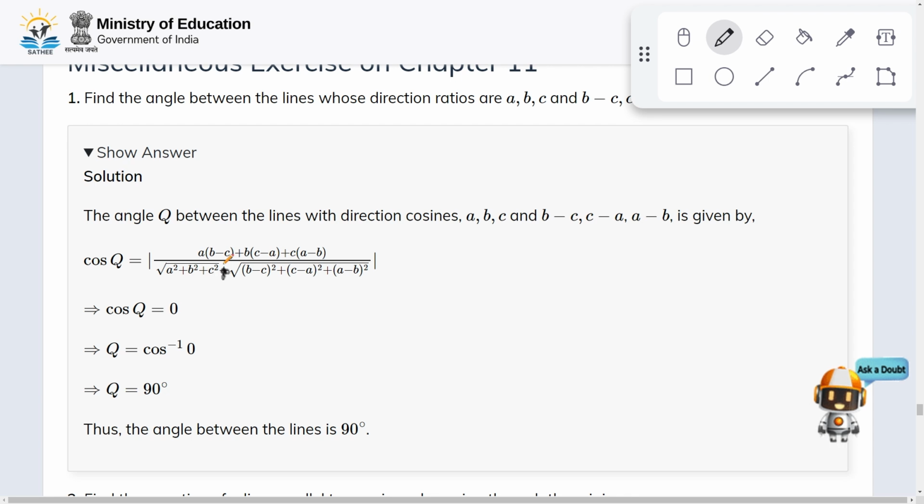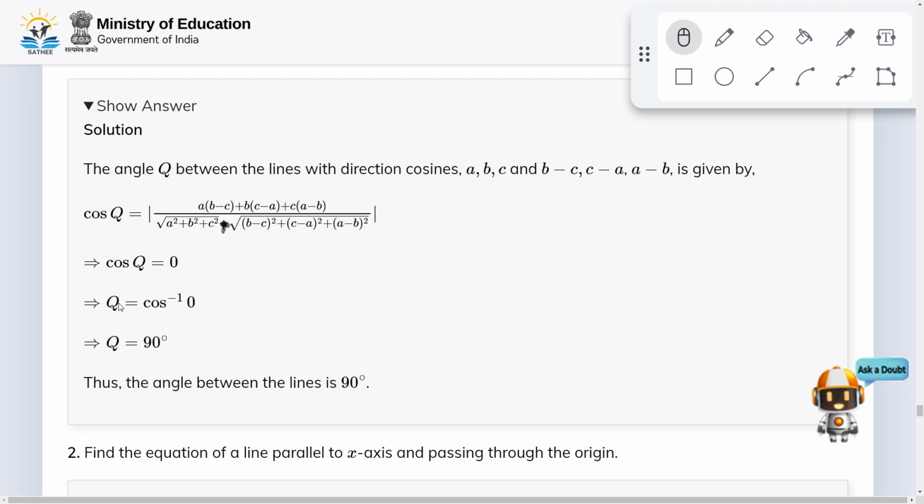Clear? Now what is happening here? If you simplify it, as you can see, ab will be cancelled with this ab, ac will be cancelled with this, and then bc will be cancelled with this. So the numerator will become 0 and then you will have cos theta as 0. This means theta, your angle, will be 90 degrees, which means both of the lines must be perpendicular to each other. Clear? Simple.